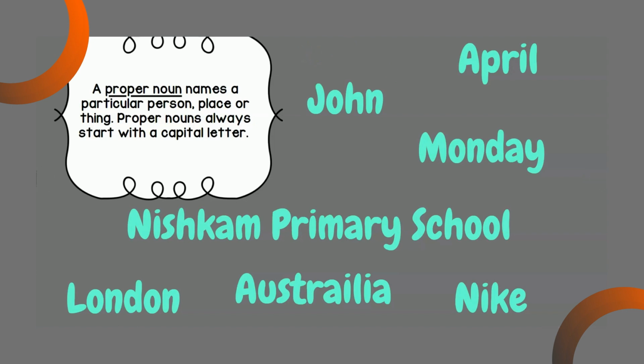Okay, a proper noun is a name of a particular person, place or thing. Proper nouns always need a capital letter. So if you're thinking, well, how do I spot a proper noun? They will always have a capital letter. So a proper noun includes dates and months, for example April and Monday.